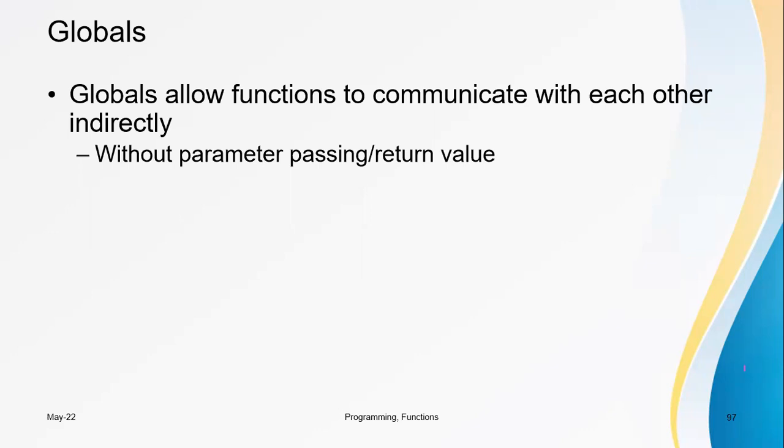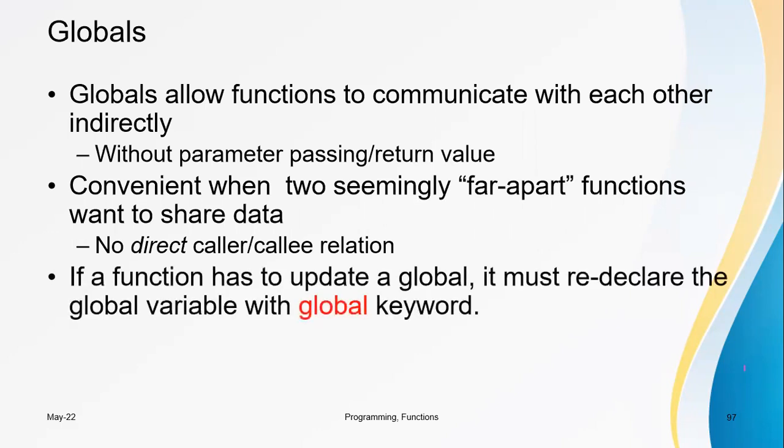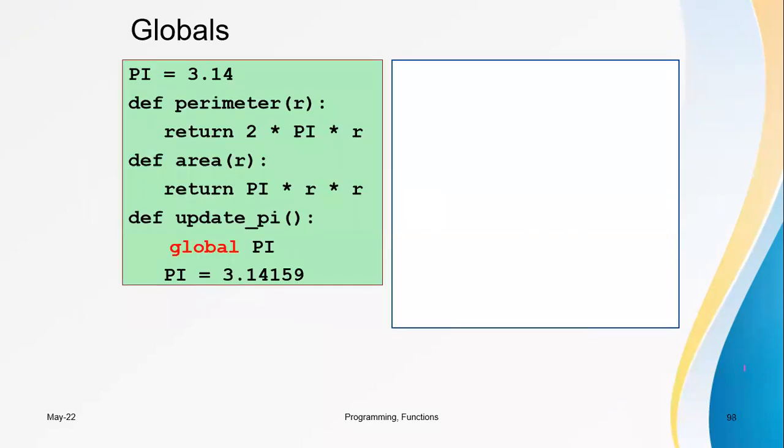What is a global, sir? Global allows functions to communicate with each other indirectly, without parameter passing, without return values. It is convenient when two seemingly far apart functions want to share data. I'll give you the example, don't worry. There is no need to have a direct caller and callee relationship. If a function has to update a global, I will explain that once. Come to this program, then you will understand first. Then I will explain the previous slide also. Listen now.